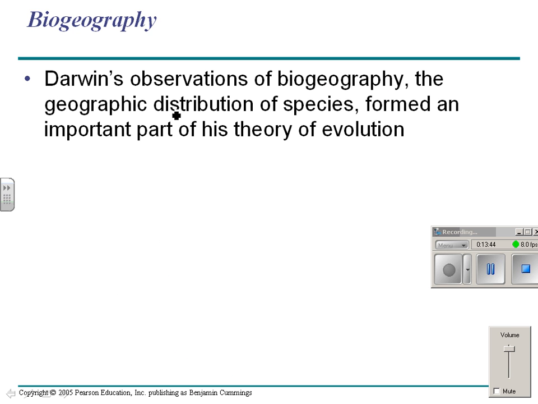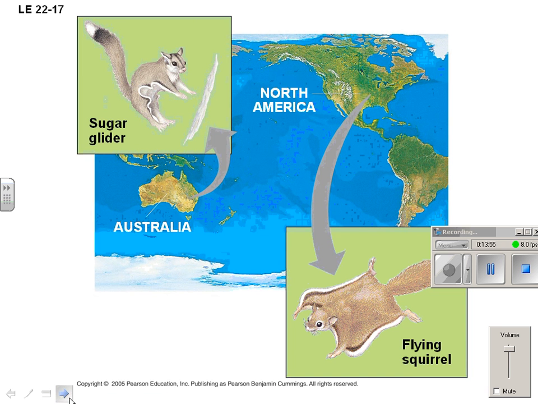The other, Darwin's observations of biogeography, how species are distributed, was kind of an important part. And for example, in Australia, there's an animal called the sugar glider. It's related to kangaroos. It's a marsupial. Okay, and it jumps off trees and flies through the air. In North America, we have a mammal, a rodent, just like it, the flying squirrel.